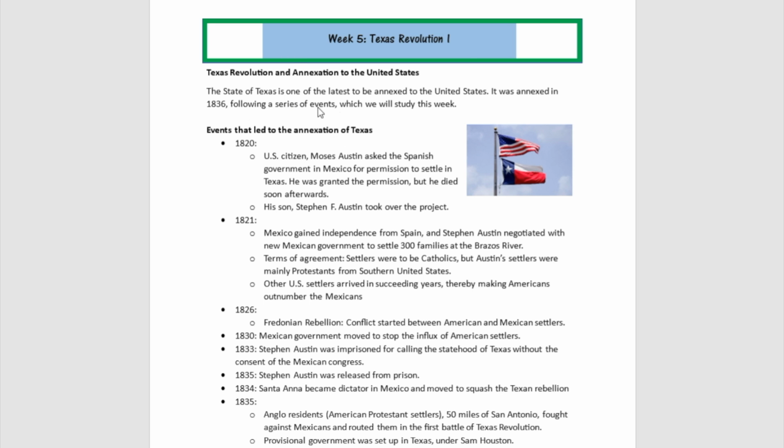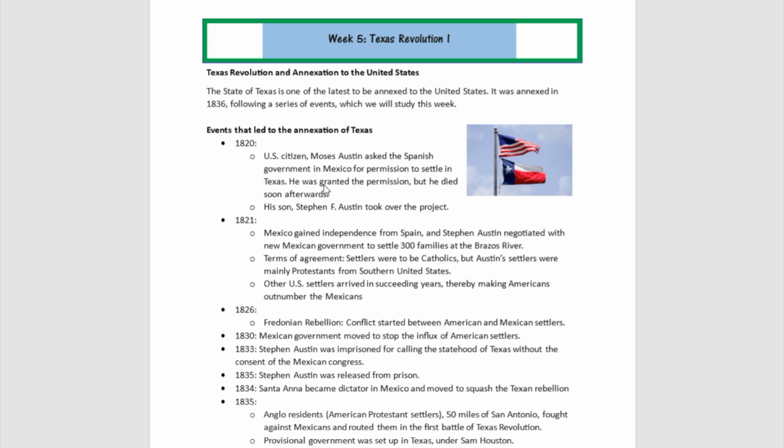So the state of Texas is one of the latest states to be annexed to the United States. It was annexed in 1836, which means it was joined together with the rest of the states, like the northern states of the early colonists back in 1836. But it wasn't without a couple of events. So let's look at those events.